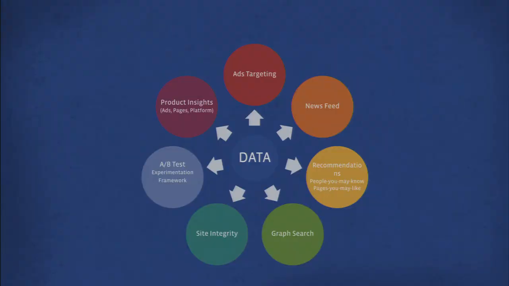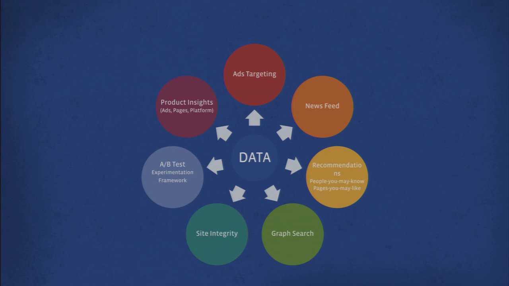So for instance, if we make a change to the newsfeed algorithm, is that going to boost messaging? Is that going to increase sharing, more likes and more comments, or is it going to cause a negative impact on our site? Data is what gives us the ability to test in that way. But data is really the core of what we're doing at Facebook. It's powering a whole swath of other things, such as product insights, so the ads that we show you, the pages we recommend, and also the platform and its adaptations to what people are doing on the actual site.